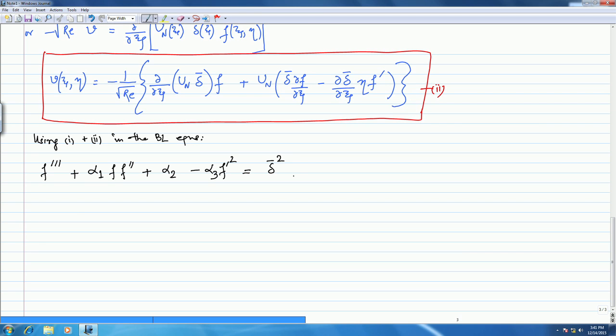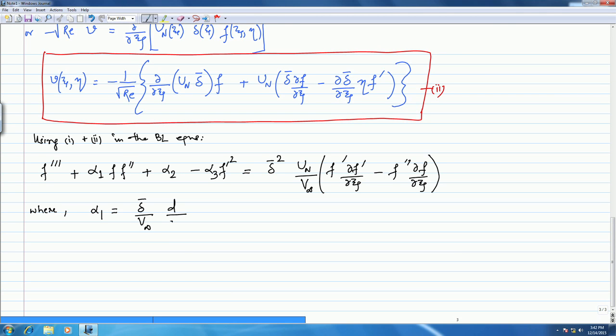plus alpha 1 f double dash plus alpha 2 minus alpha 3 f dash square is equal to delta bar square, u_n by v, this is the total velocity, f dash, this is basically v infinity, f dash del f dash del zeta minus f double dash del f del zeta, where alpha 1 is equal to delta bar by v infinity d zeta u_n delta bar.